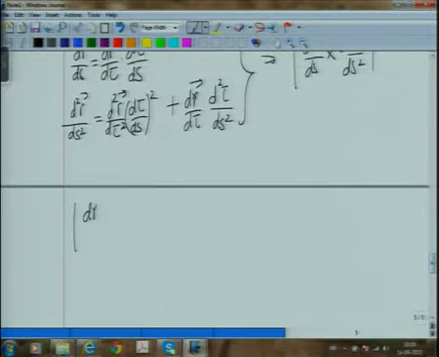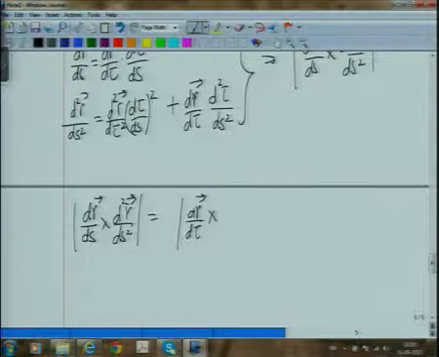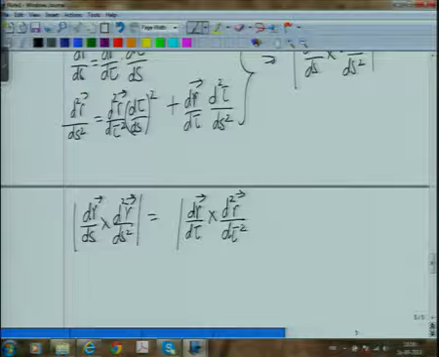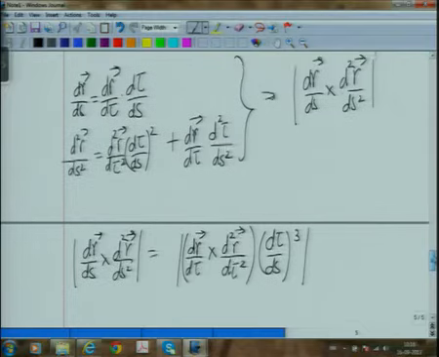Therefore, what I get from here is that the magnitude of dr by ds cross d2r by ds square will be the magnitude of dr by d tau cross d2r by d tau square, times d tau by ds whole cube. So basically I will get only the first two terms.